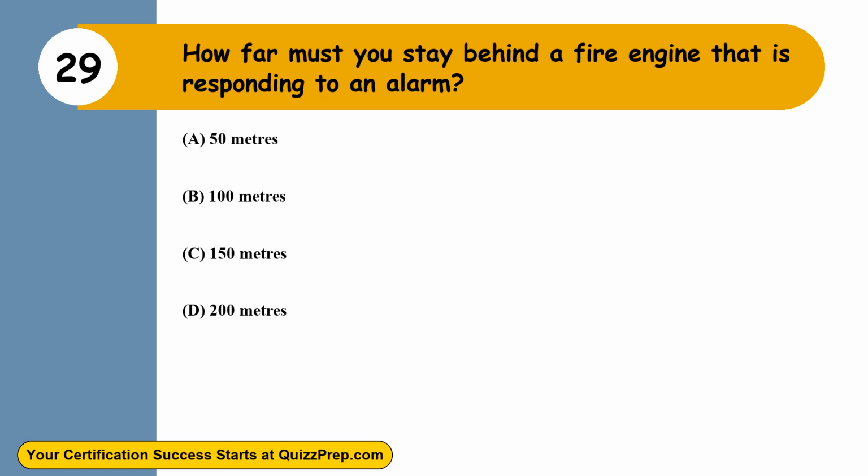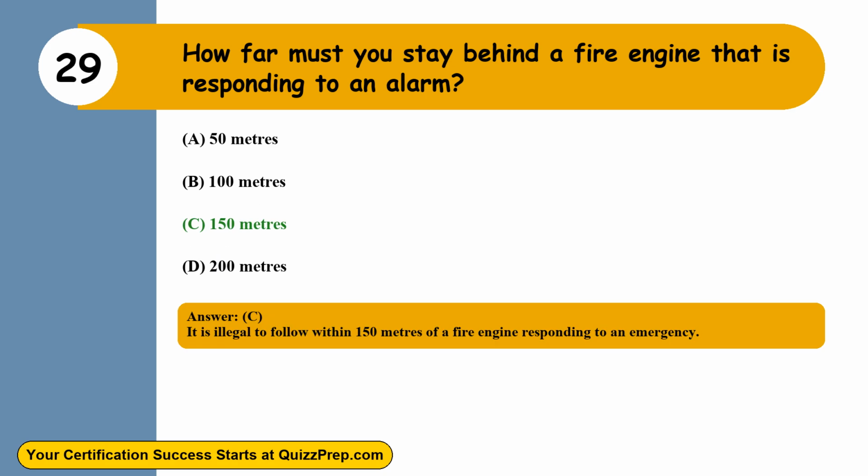Question 29. How far must you stay behind a fire engine that is responding to an alarm? Option A, 50 meters. Option B, 100 meters. Option C, 150 meters. Option D, 200 meters. The correct answer is option C, 150 meters. It is illegal to follow within 150 meters of a fire engine responding to an emergency.